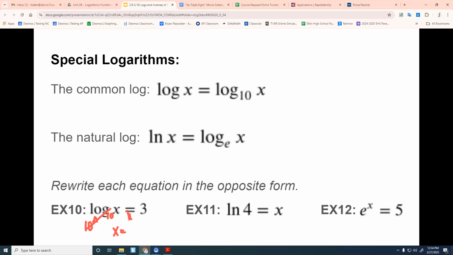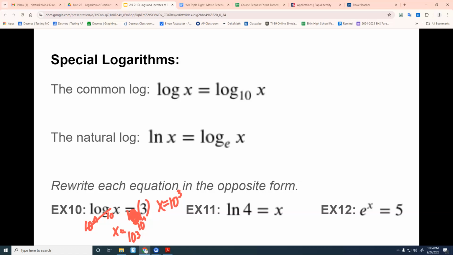I must also do 10 to the power over here. That is going to give me 10 to the third. Let me rewrite that because that is a mess. x equals 10 to the third.